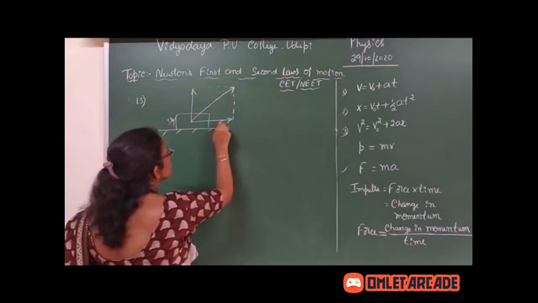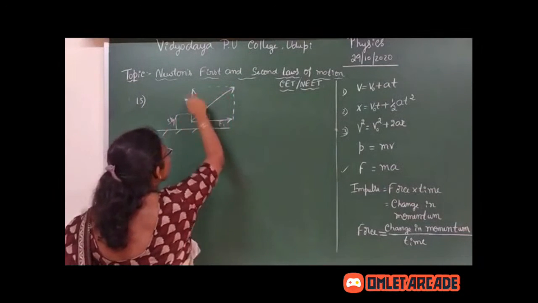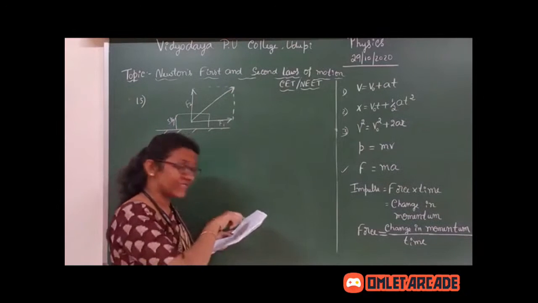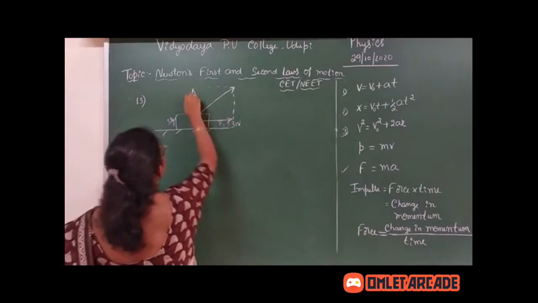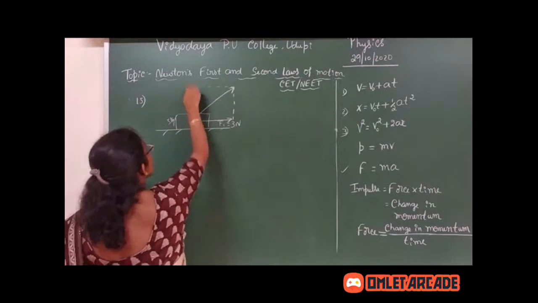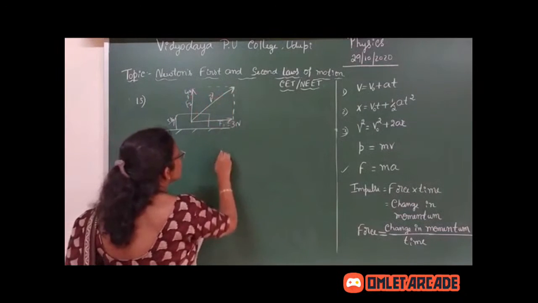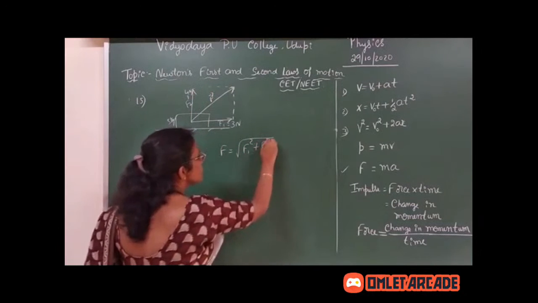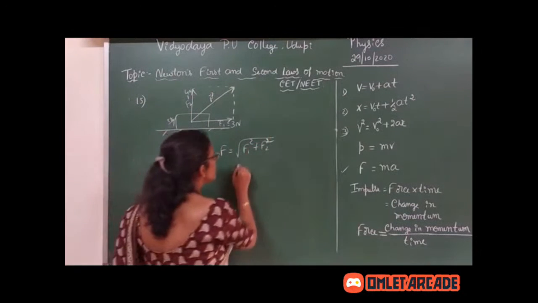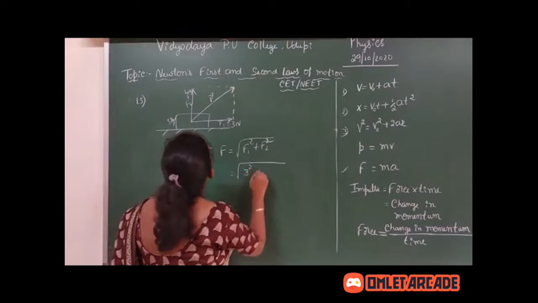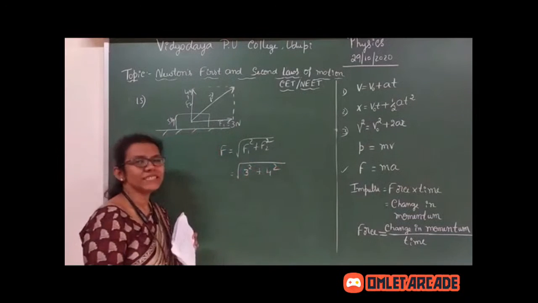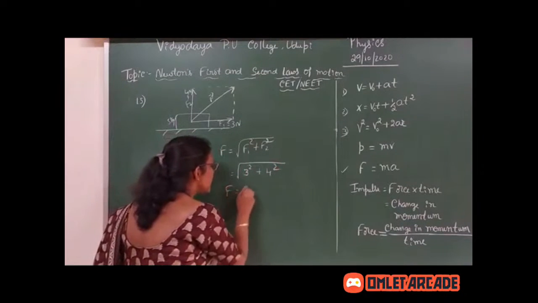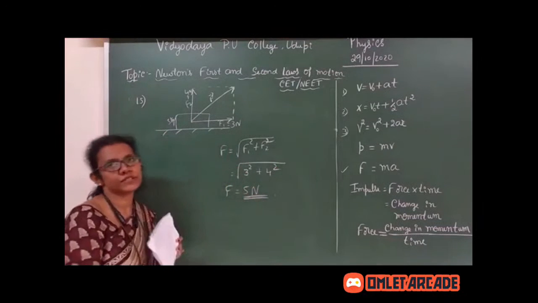Now suppose this is F1 and this is F2, one is 3 Newton and the other is 4 Newton. So the resultant F equals the square root of F1 square plus F2 square, that is the square root of 3 square plus 4 square. 9 plus 16 is 25. So F is 5 Newton. The resultant force is 5 Newton.